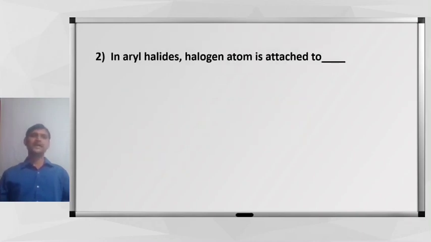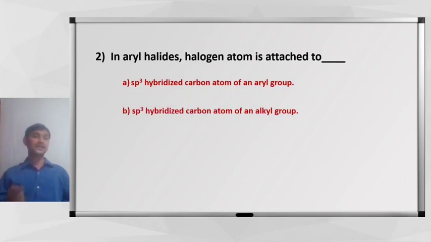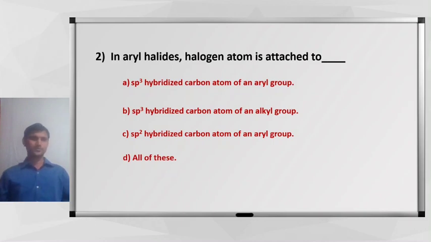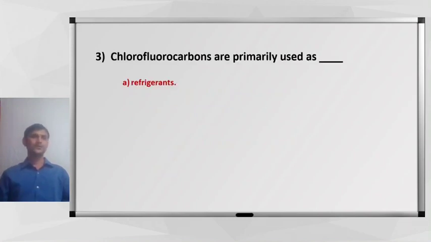Next one, in aryl halides, the halogen atom is attached to: sp3 hybridized carbon atom of an aryl group, sp3 hybridized carbon atom of an alkyl group, sp2 hybridized carbon atom of an aryl group, and all of these. So we already know the answer, that is sp2 hybridized carbon atom of an aryl group. Next one, chlorofluorocarbon. We already know chlorofluorocarbons are used as refrigerants. Let's see the options: fuel of crafts, solvents, and all of these. So basically, primarily it is used as a refrigerant. This is a very important point.